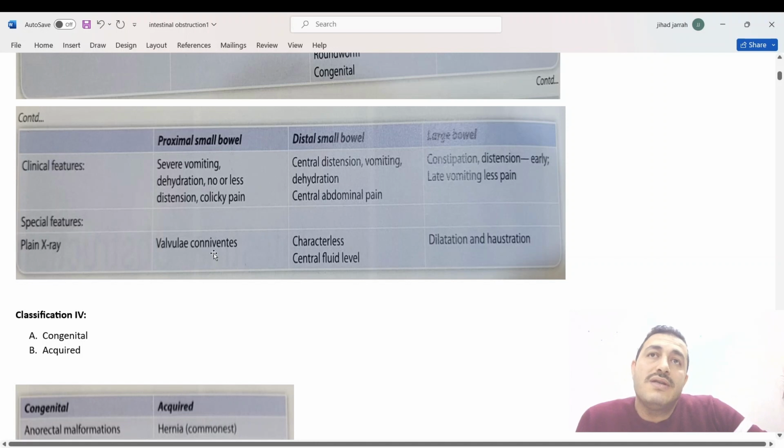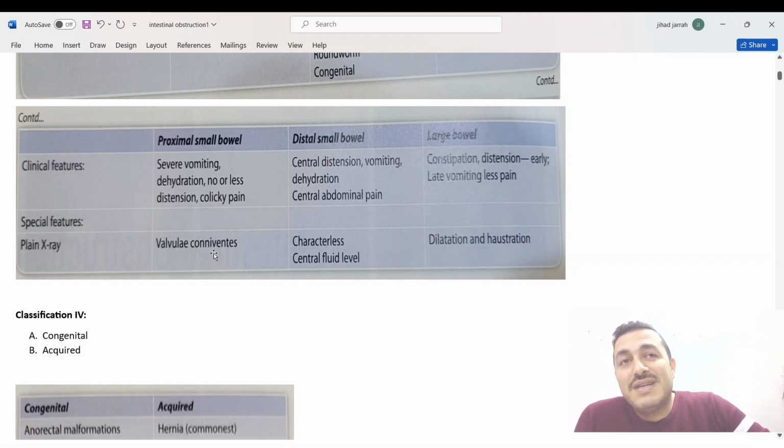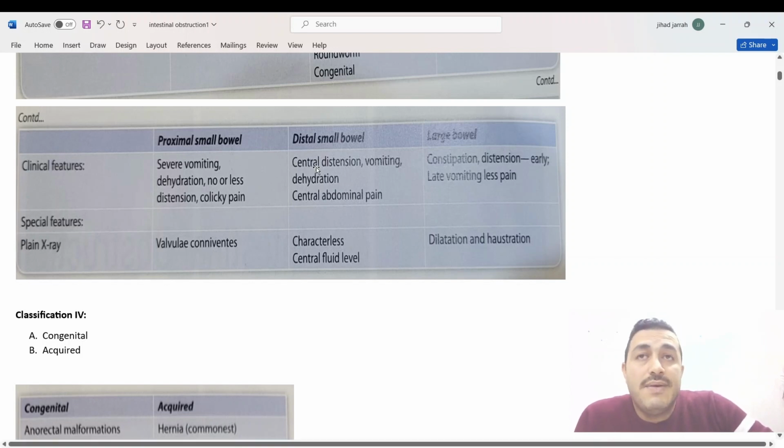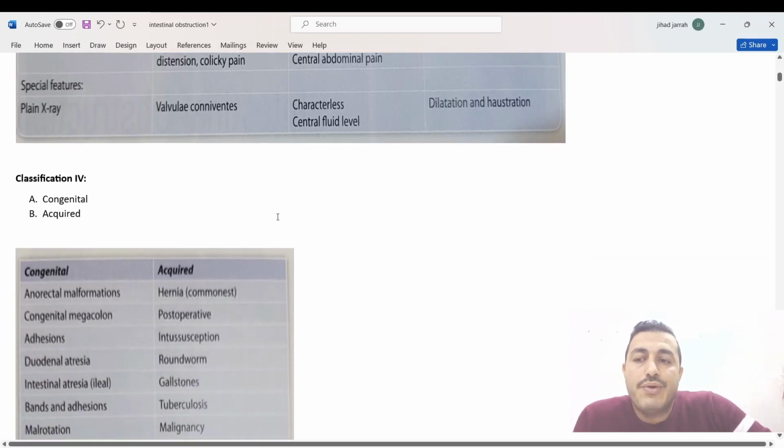Actually, we will see a picture in the next few minutes. These special structures in the jejunum become more prominent when proximal small bowel obstruction happens. If there is obstruction in the ileum, they always characterize it on the x-rays as featureless or characterless, with a central fluid level, while in large bowel obstruction we will see the haustration of the bowel more prominent.